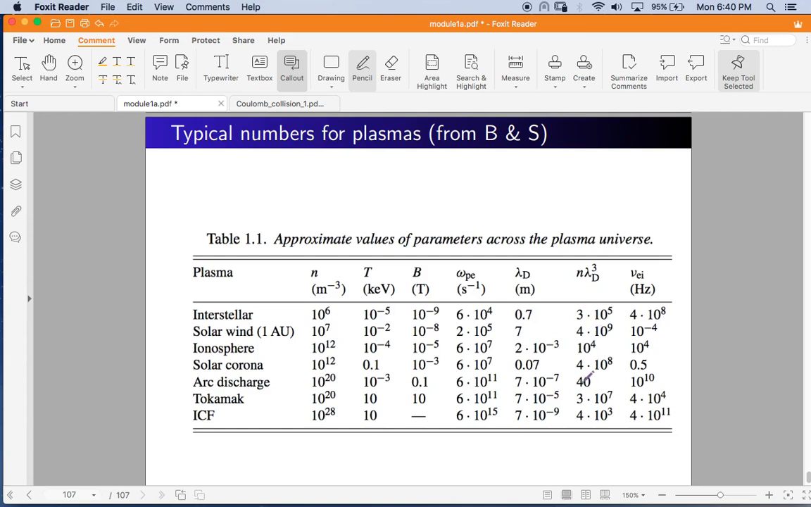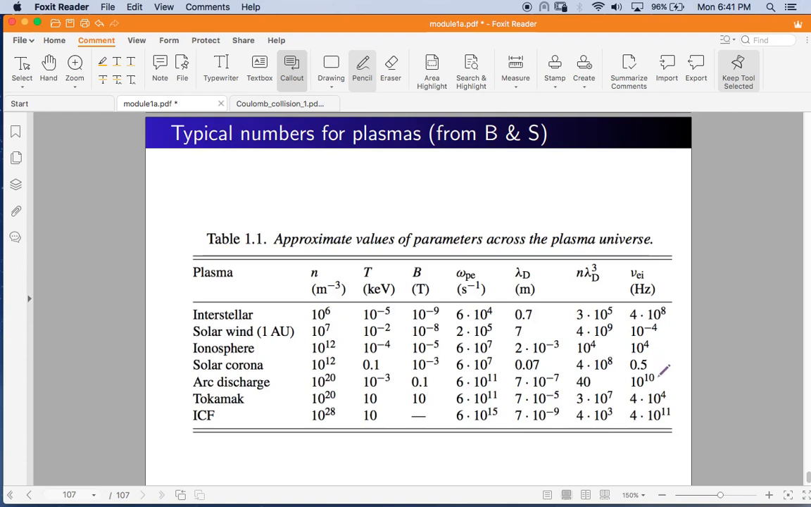By the time you come to arc discharge, there are only about 40 electrons in a Debye sphere. You're treading on thin ice by calling this a plasma, and so on and so forth. Whereas a tokamak plasma is much better. The number of particles in a Debye sphere is much larger, and all of this simply comes from these numbers. Okay, so you don't have to use the magnetic field, of course. As of now, we have made no reference whatsoever to magnetic fields. We will come to that as we go along.